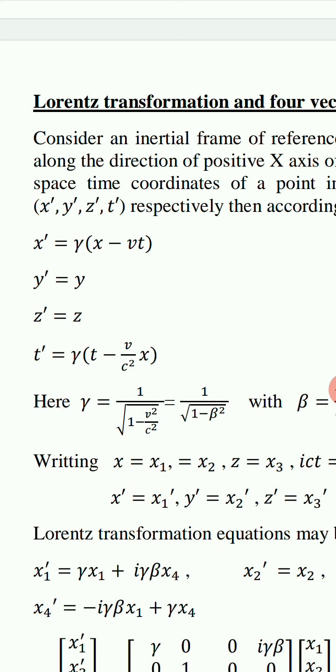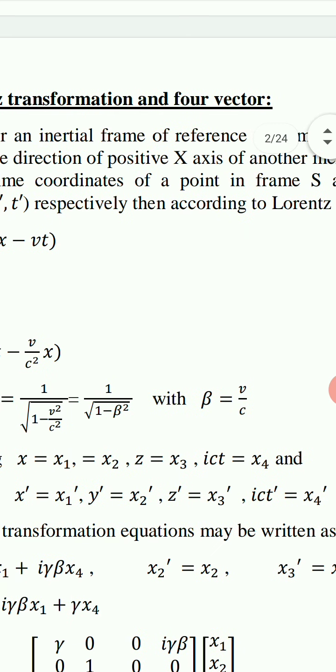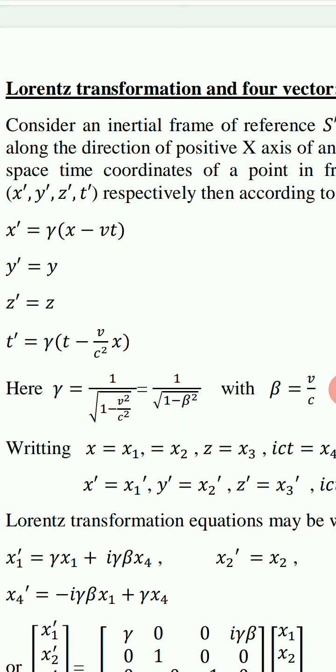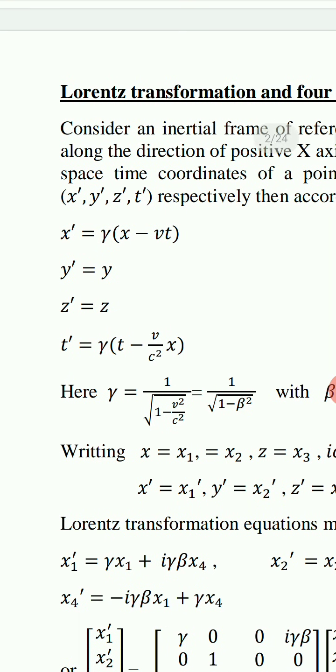Here gamma is equal to 1 upon under root 1 minus v square upon c square, and we write the term v upon c as beta. So gamma becomes 1 upon under root 1 minus beta square. You have to remember these 4 equations.